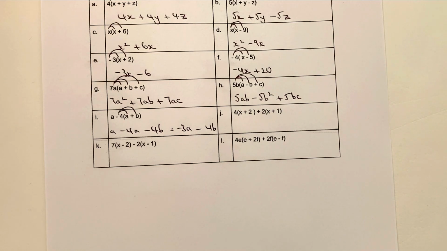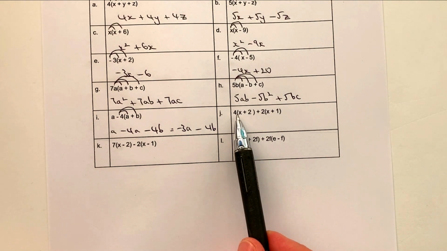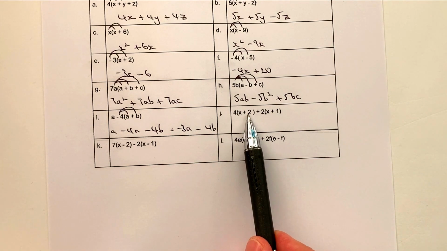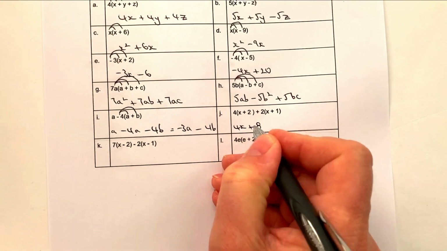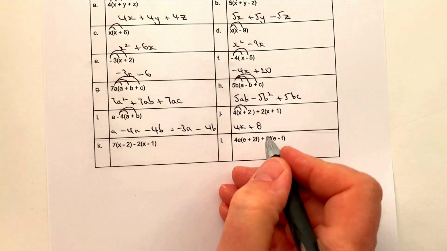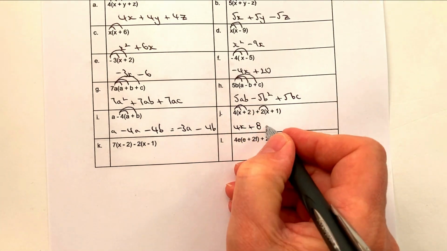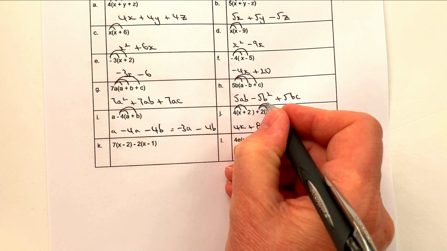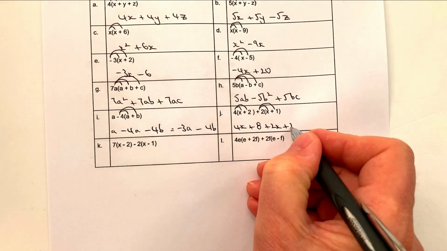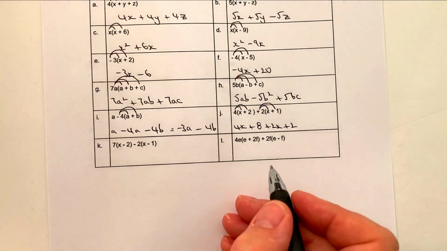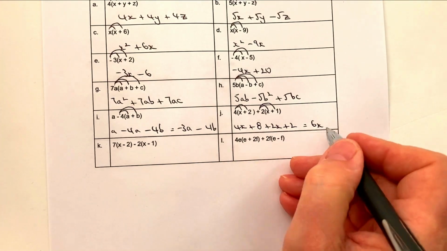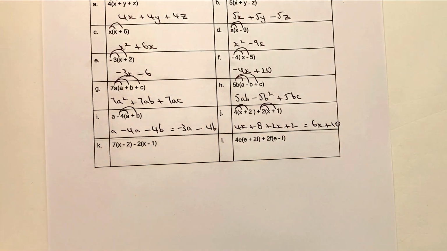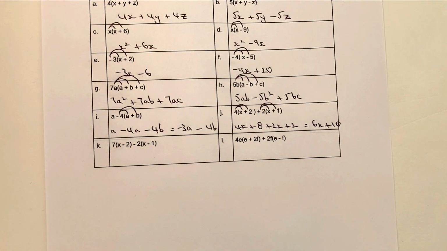All right, so let's have a look then at the next question, which is going to be J. So I've got 4x and 4 times plus 2. So that's going to be 4x plus 8. So that one and that one. And then I've got plus 2 times x is plus 2x, and plus 2 times plus 1 is plus 2. Okay, so I can tidy that up a little bit. 4x plus 2x is going to equal 6x, and 8 plus 2 is plus 10. Okay, let's move on then to K.